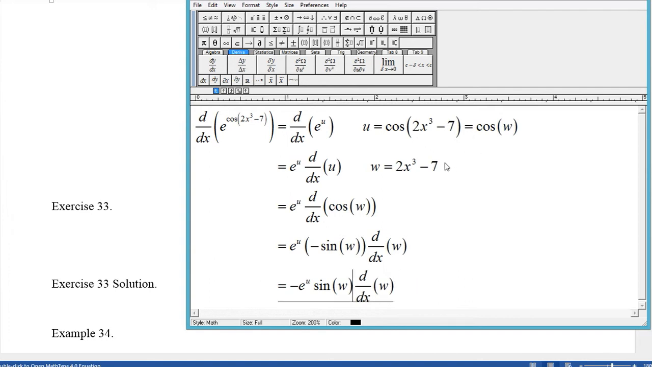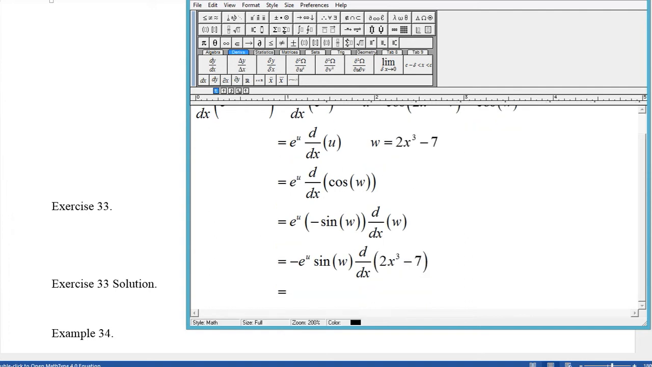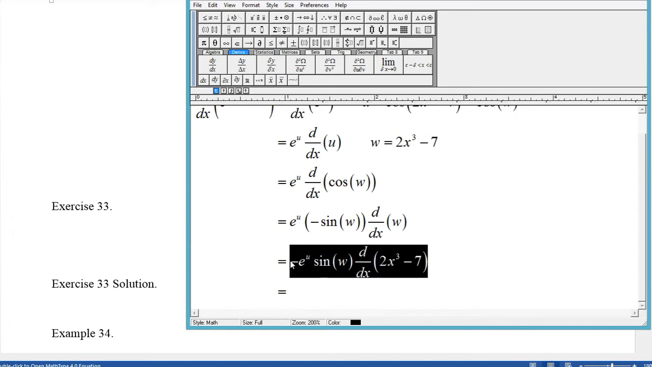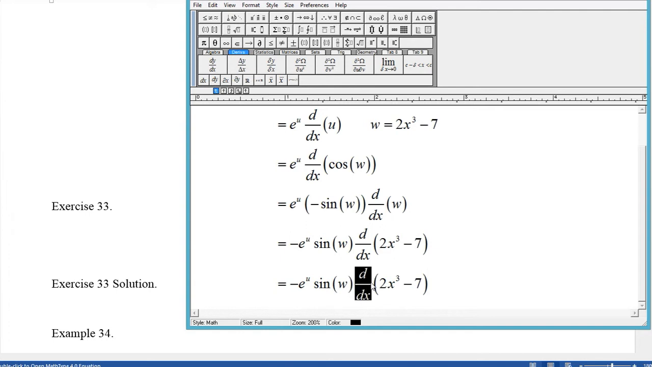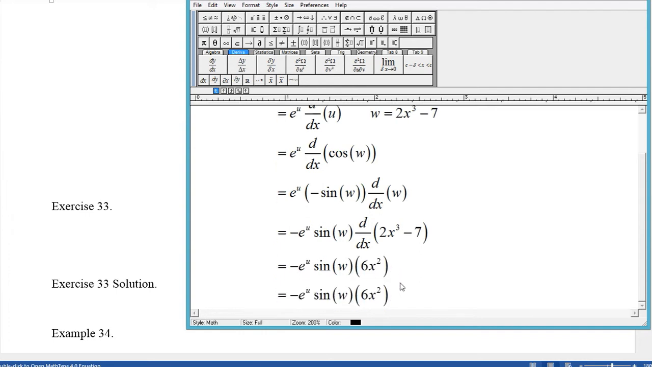Now this w, I need to go ahead and substitute in what it is. Okay. And now we can actually do this. Take this derivative and actually do it. And that is 6x squared plus 0. And so let's substitute back in. First of all, let's bring the 6x squared to the front here with the minus.